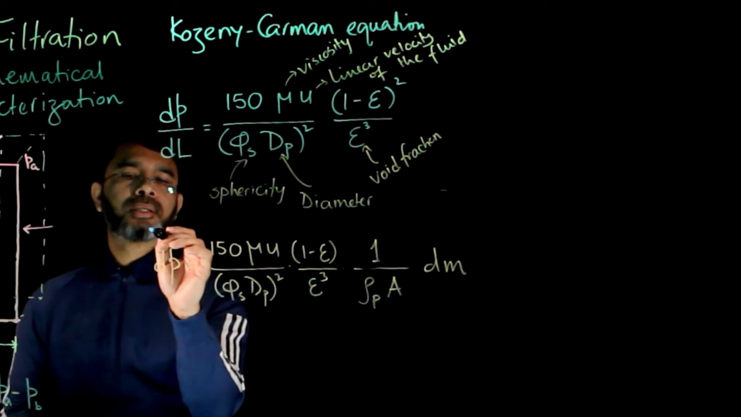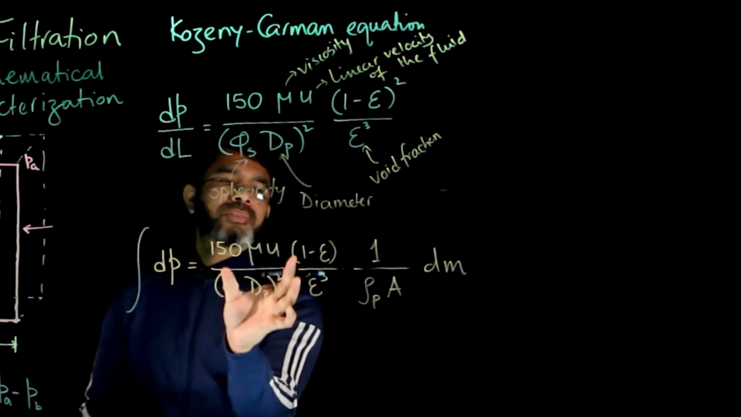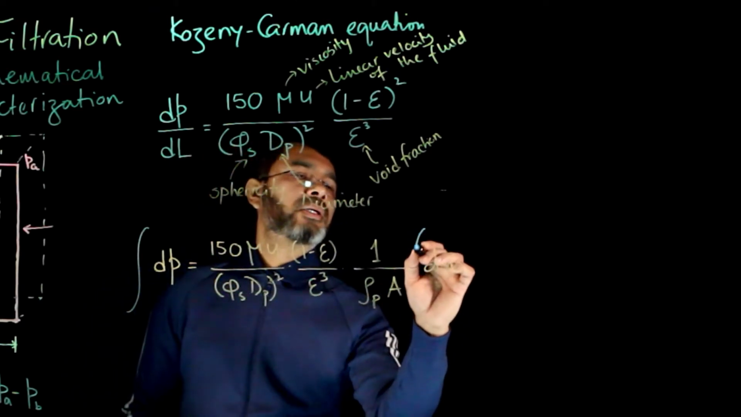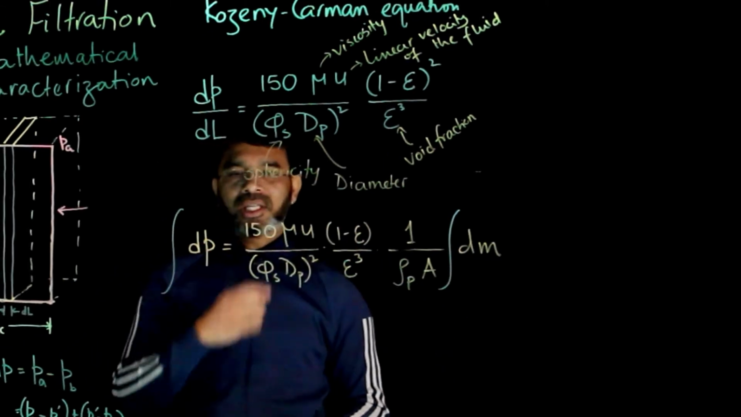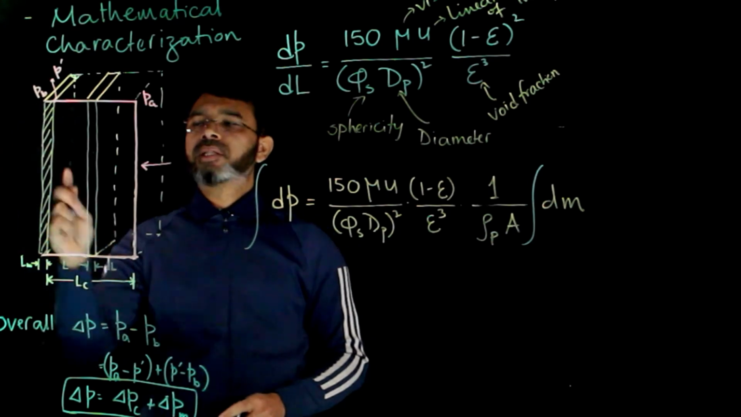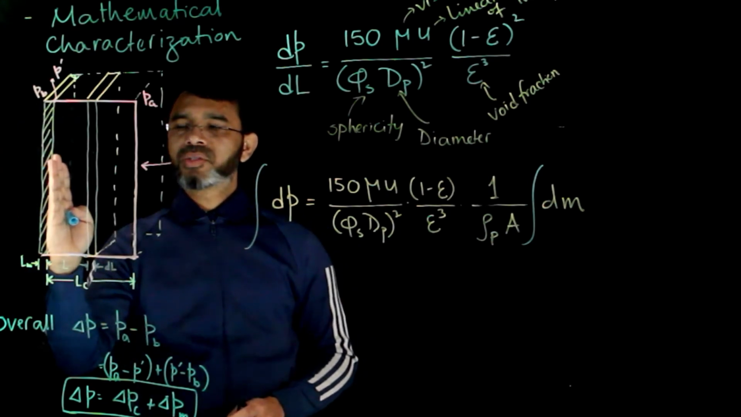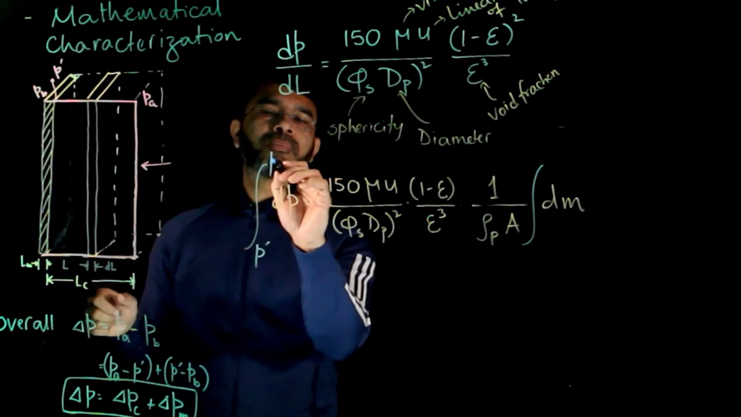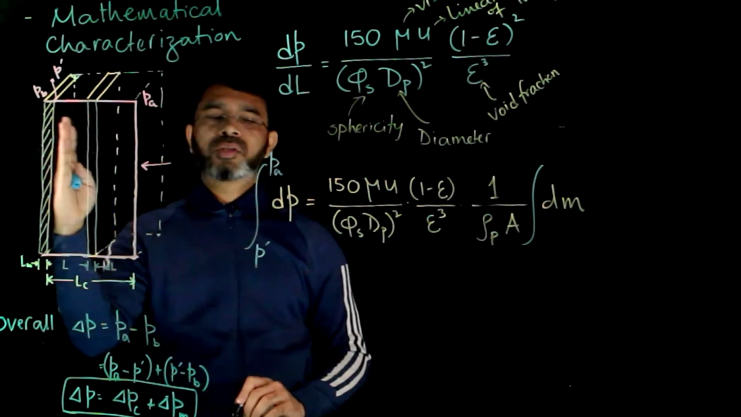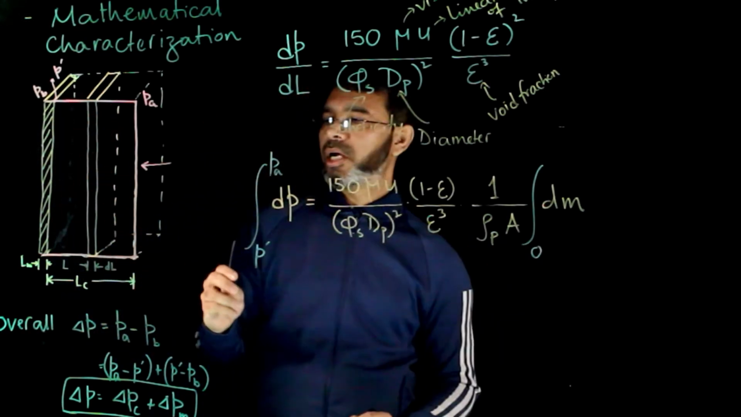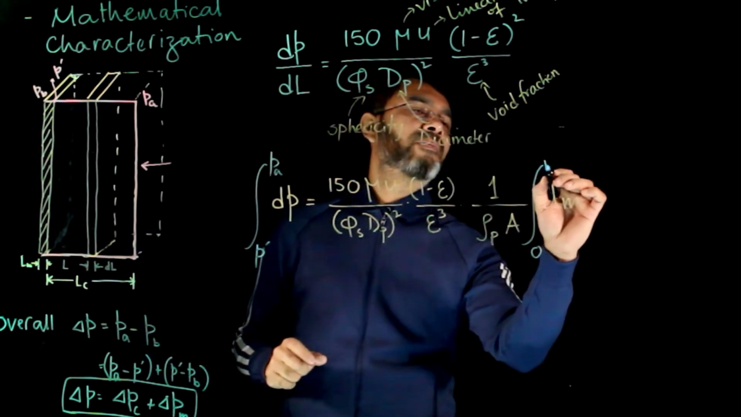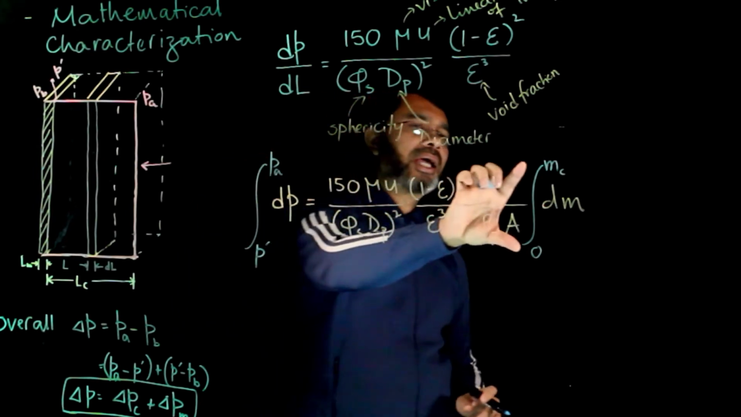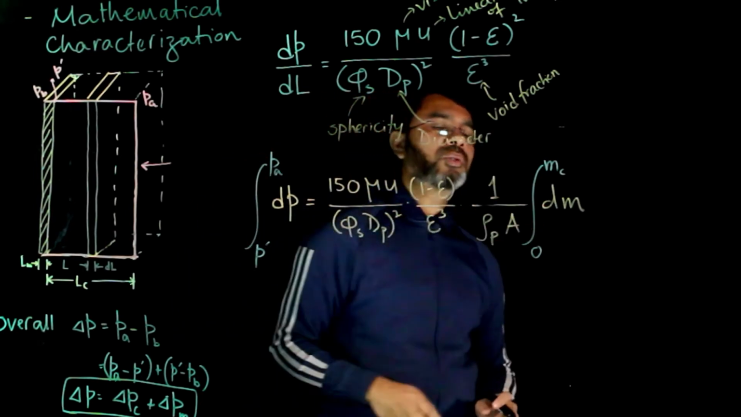So integrate over this, and all of this you see here, 150 mu, all of these are constant. So we'll integrate over dm. Now consider what the limits for the integration are. At the beginning, the cake starts forming on the interface and keeps building. Initially the pressure would go from P prime to a pressure Pa. At the beginning, there was no mass accumulated, so that's 0. And at some time, the mass of the cake accumulated is mc. So we have the limits P prime and Pa, and the corresponding limits for dm are 0 to mc.